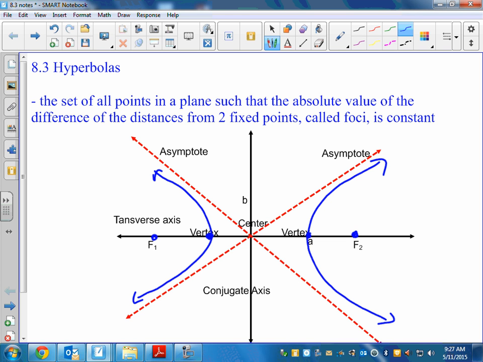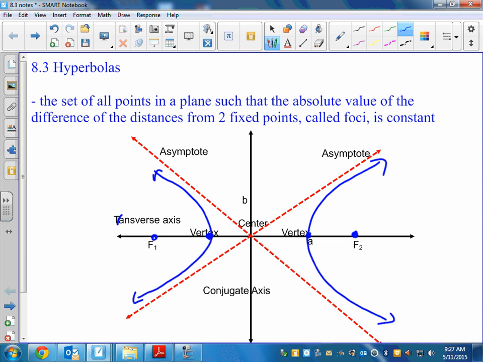Instead of calling it the major axis and the minor axis, a little bit confusing, they call it the transverse axis. There needs to be an R in there. The transverse axis and the conjugate axis. Or you could call it the focal axis, because it's the axis that has the foci and the vertices on it, just like the major axis.